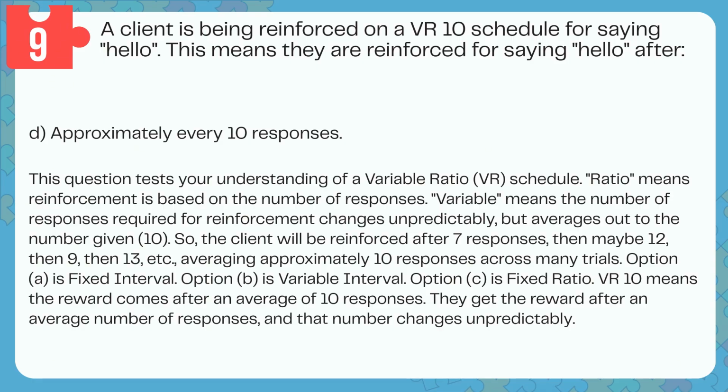responses across many trials. Option A is fixed interval. Option B is variable interval. Option C is fixed ratio. VR10 means the reward comes after an average of 10 responses. They get the reward after an average number of responses, and that number changes unpredictably.